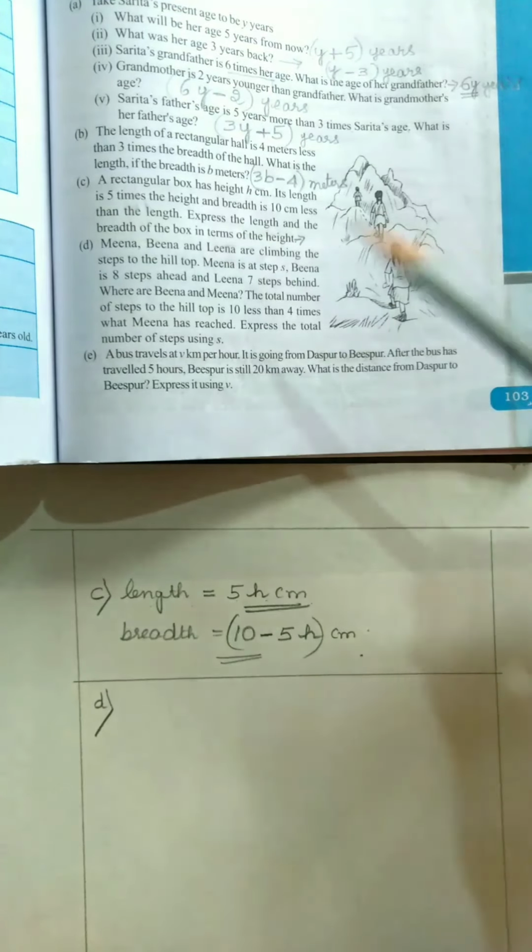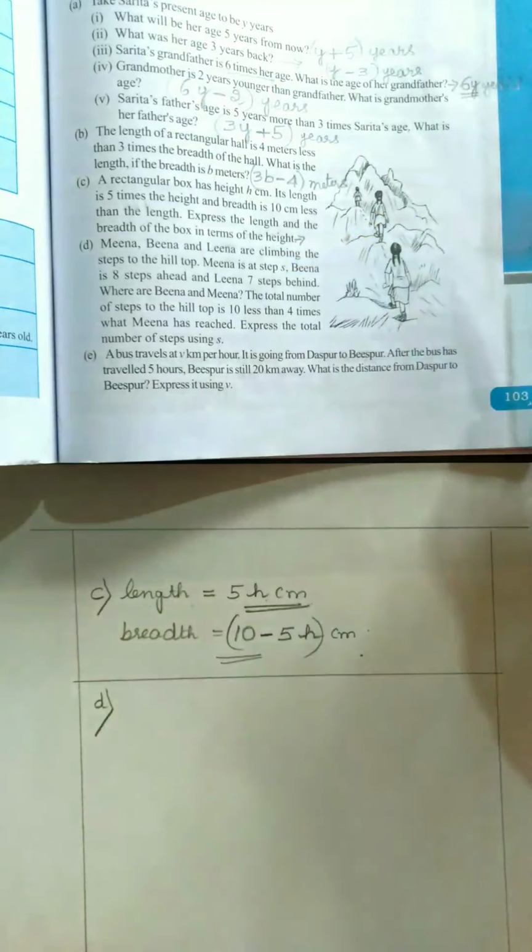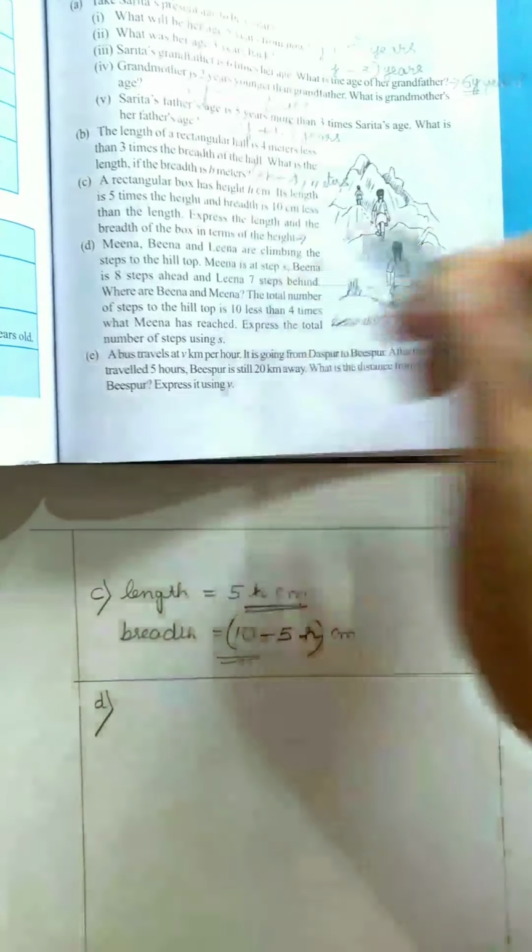Now let us solve the D problem, where Meena, Beena and Leena are climbing the steps to the hilltop. So you can see in this picture, children, there are 3 girls by name Meena, Beena and Leena climbing the steps to the hilltop. Meena is at the step s. Therefore, let s be the step at which Meena is present.